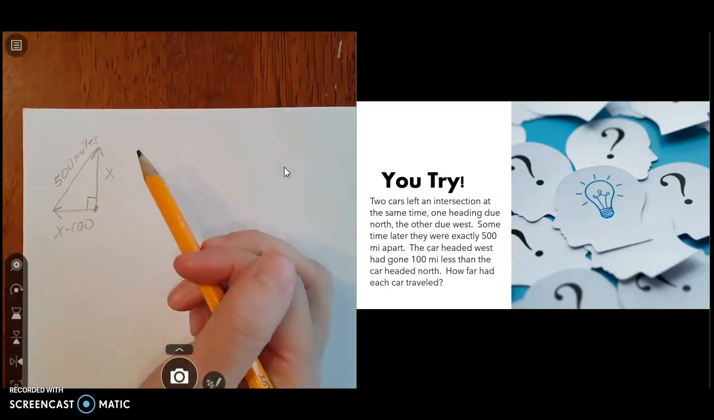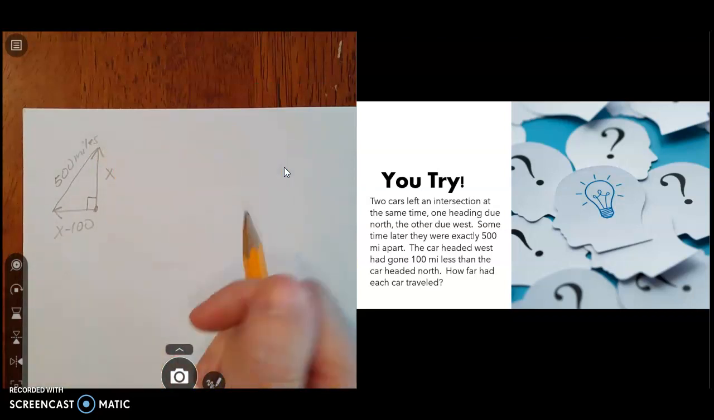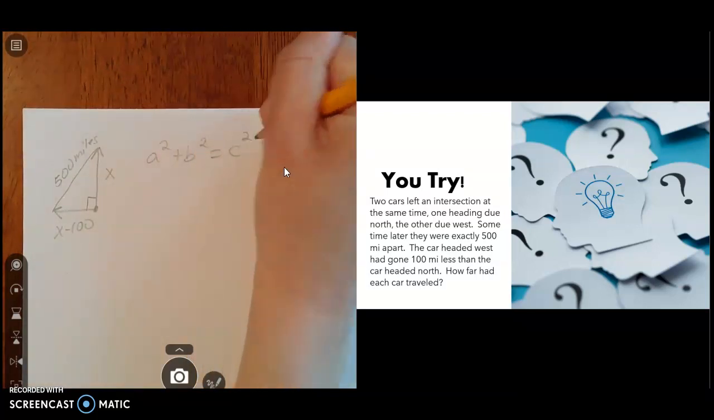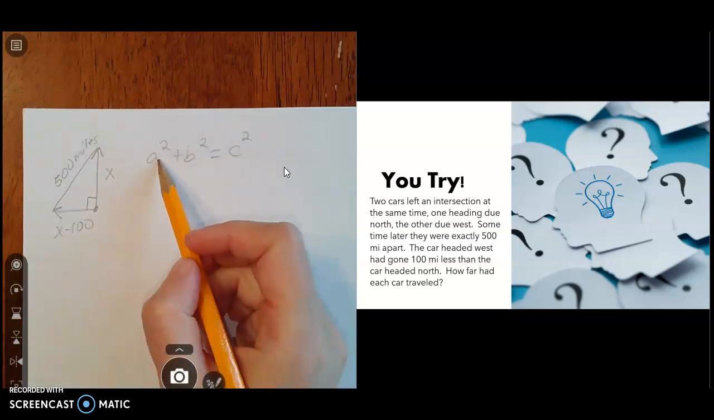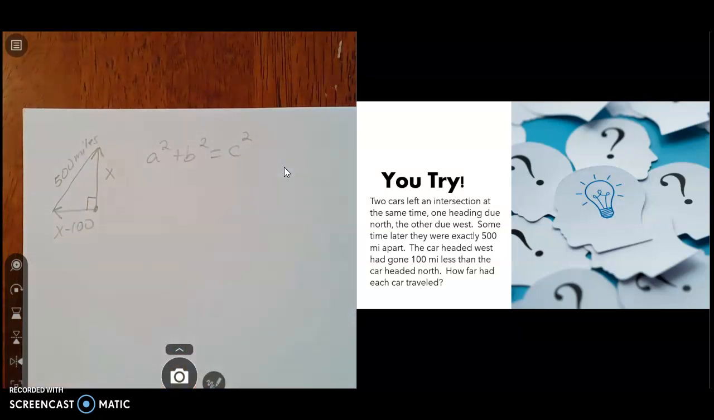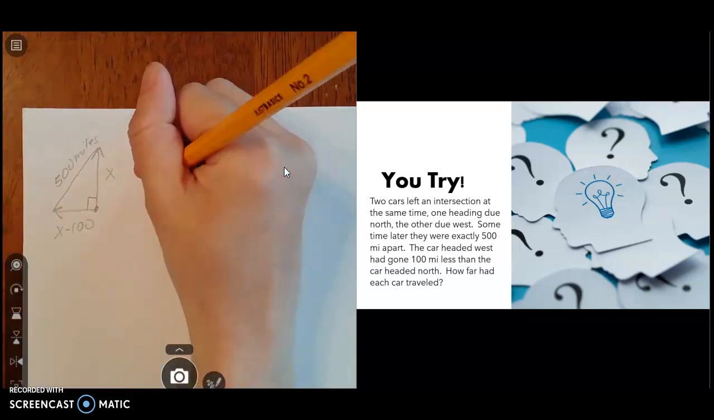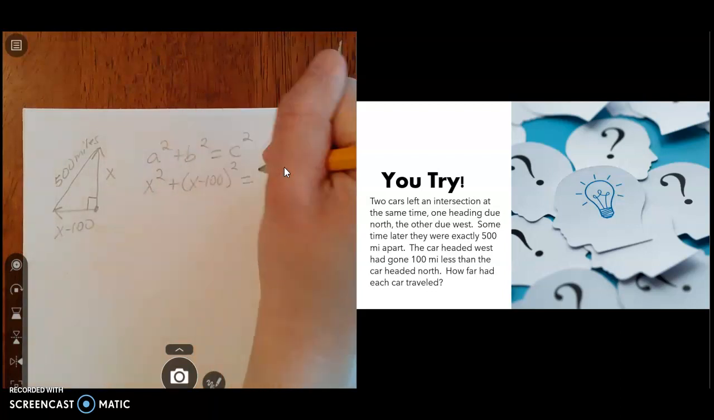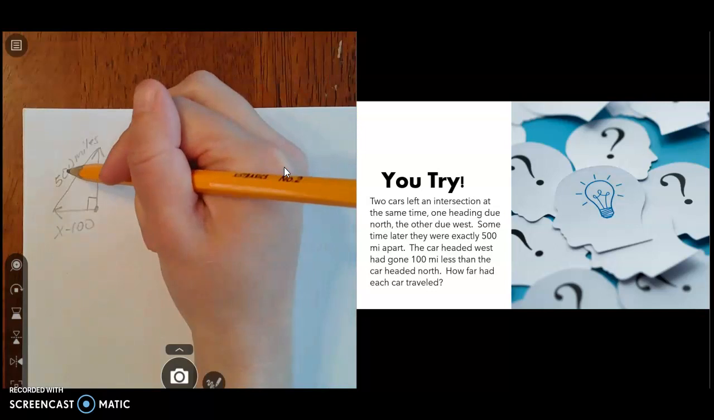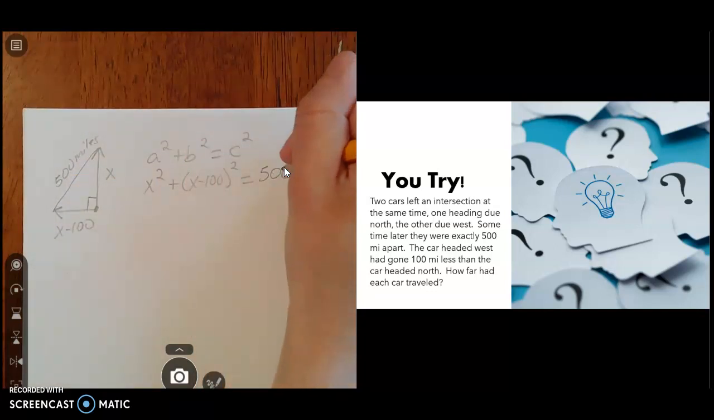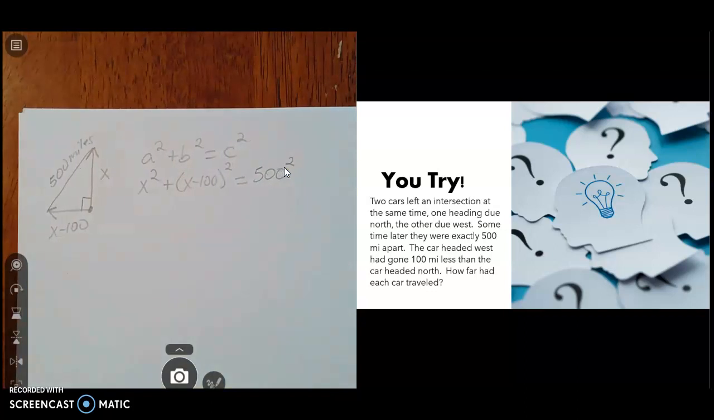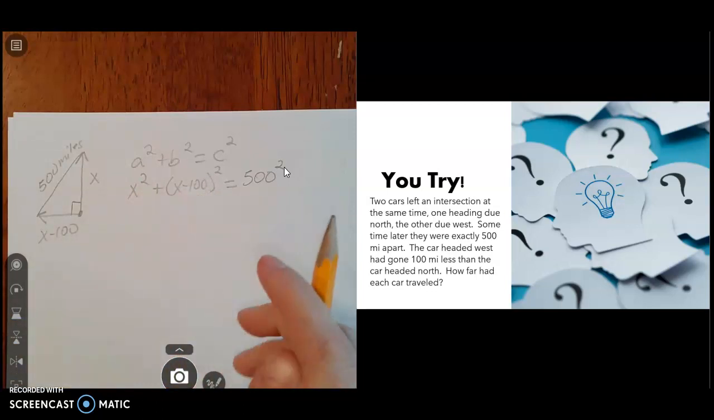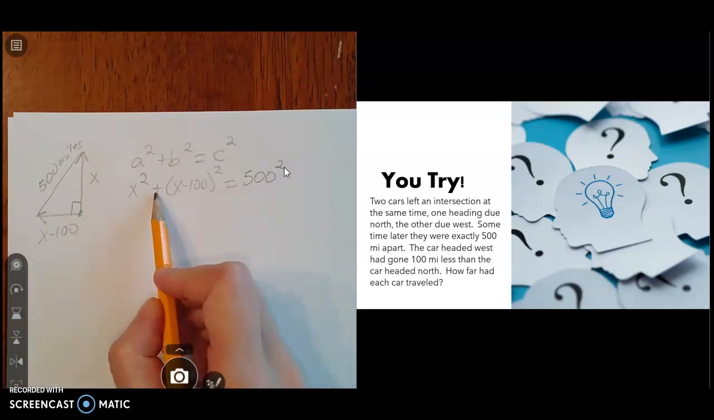From here, I've got a right triangle, and I'm solving for side lengths, so hopefully the first thing that comes to mind is the Pythagorean Theorem. A squared plus B squared equals C squared. For us, it doesn't matter which one you decide is your A value, it just matters that you pick one. So how about X squared for A and X minus 100 for B? Your C has to be the hypotenuse, though. It has to be the 500 squared. That's what our equation looks like, and again, if you have these two switched, you're okay. It doesn't matter in the long run because adding is commutative.